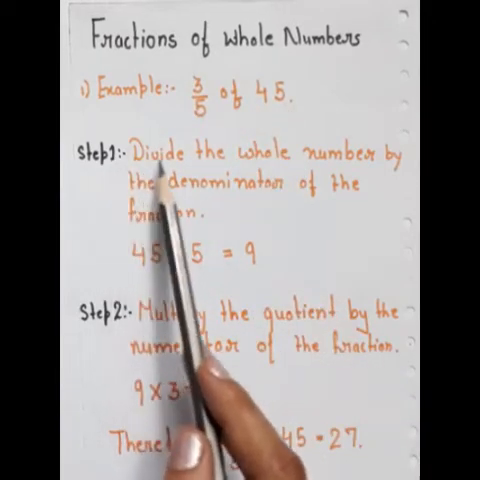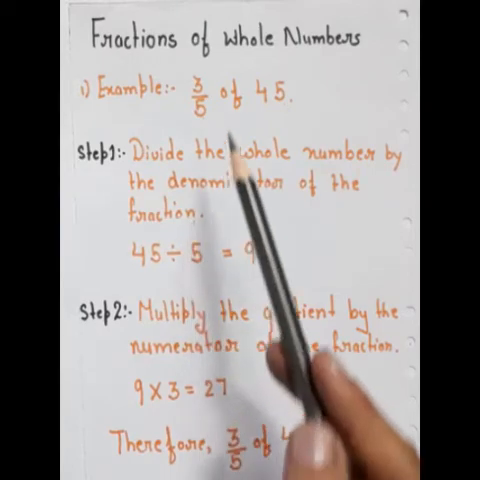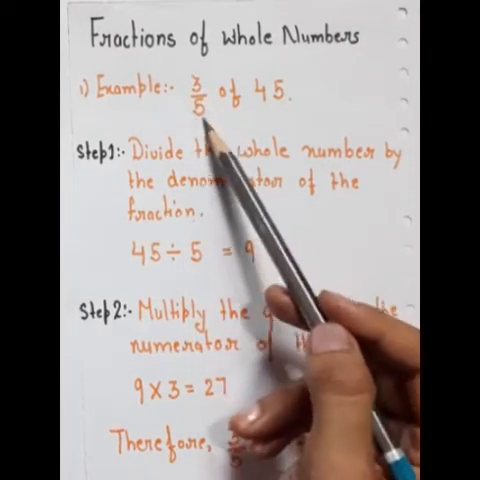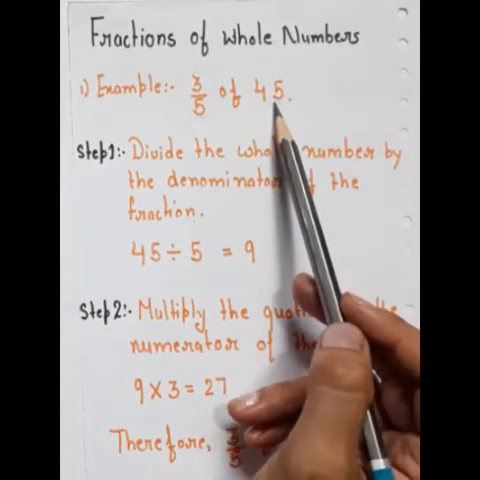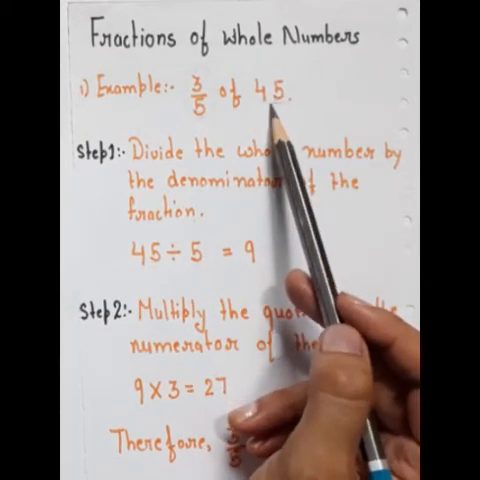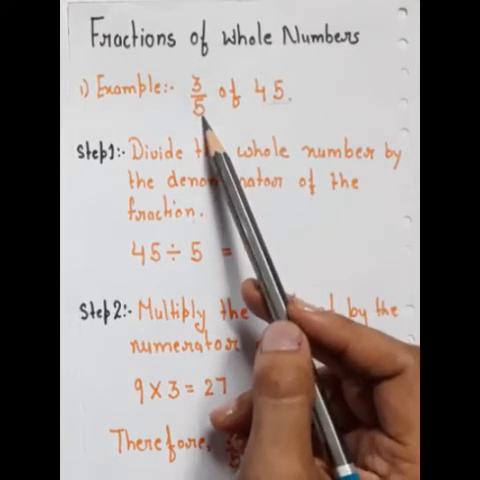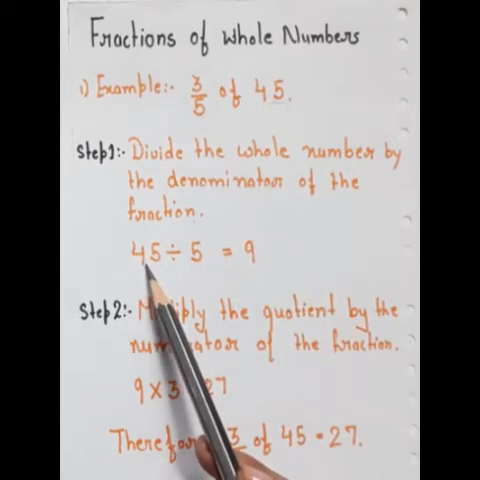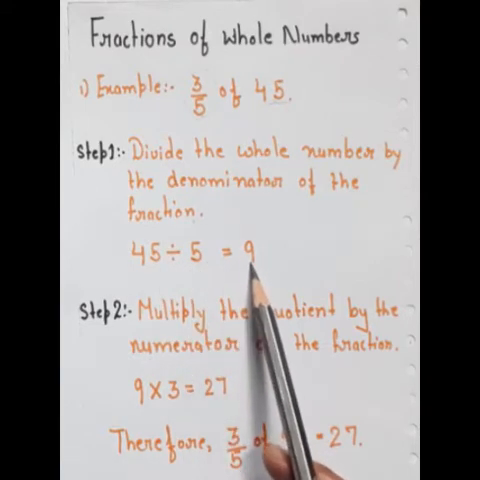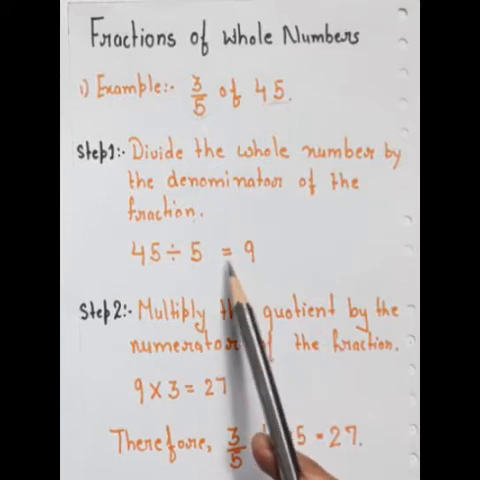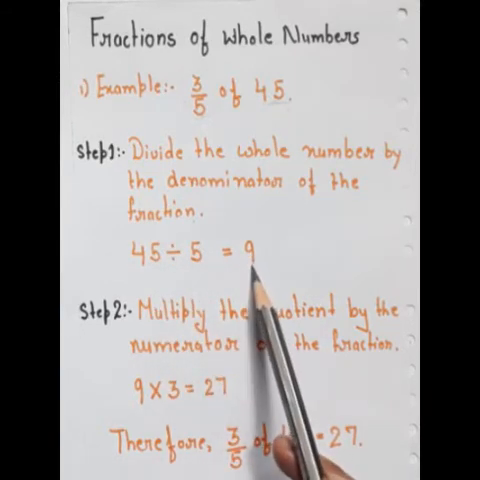Your first step is divide the whole number by the denominator of the fraction. Now this part is known as your fractional part and this is your whole number. Now what is the first step? You have to divide this whole number with the denominator of the fraction. So here I have done the division, that is 45 divided by 5, and when you divide it, your quotient is coming 9. Okay, because you know 9 5s are 45. So your quotient is coming 9 over here.